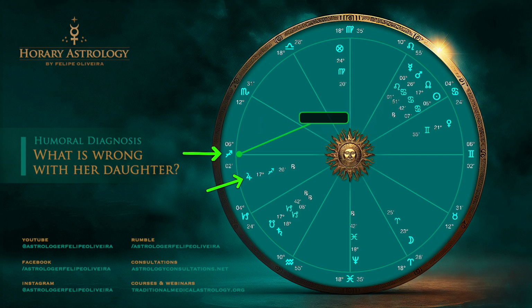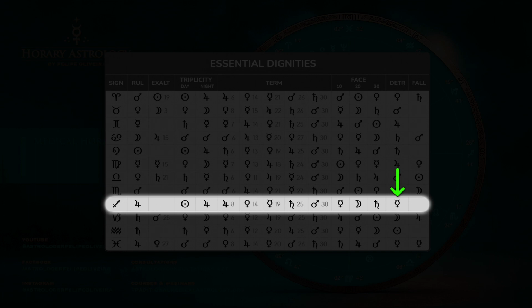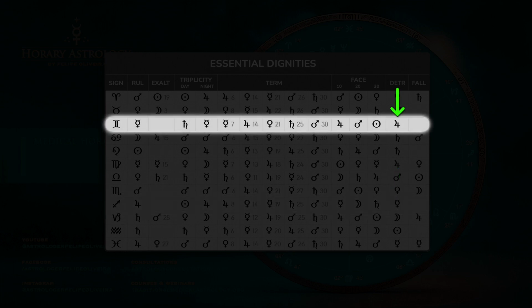Jupiter is retrograde. If we look at the table of essential dignities again, we will see that Jupiter in Sagittarius is in Mercury's detriment, so it harms her nerves. And Venus in Gemini is in Jupiter's detriment. That tells us she does not like or simply neglects exercising.